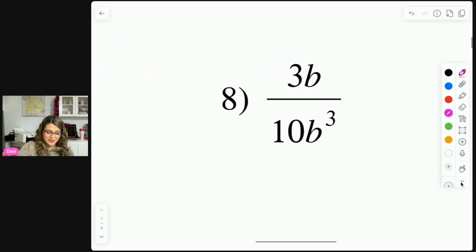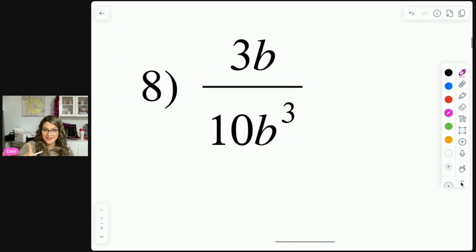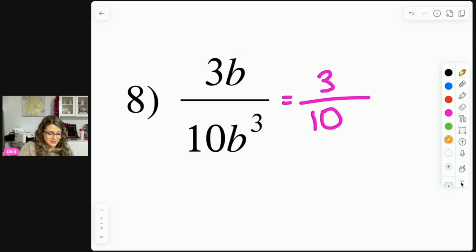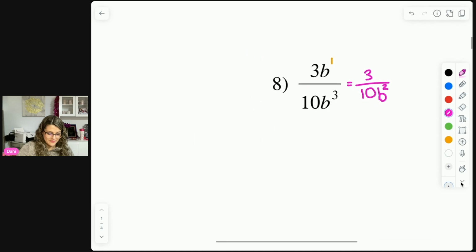All right, for this next one, why don't you try it solo, see how you do, okay? So 3 and 10 do not simplify, so we're going to write them as they are. And then we have a b to the 1st on top, b cubed on the bottom. When you subtract them, you get b squared, and we keep it on the bottom because we want to keep it positive, okay? We want to keep it positive.